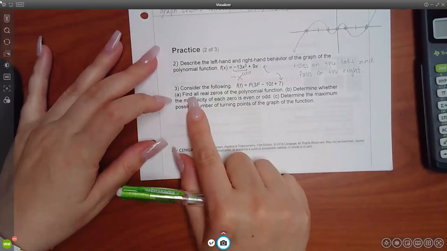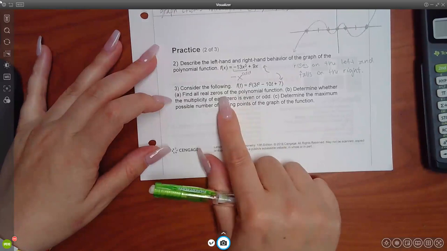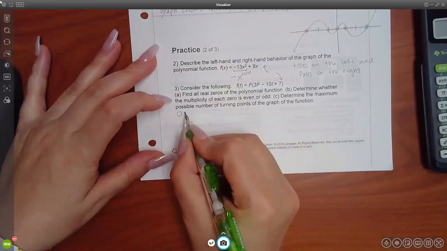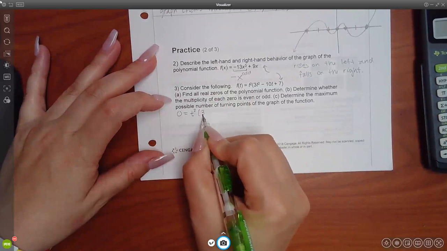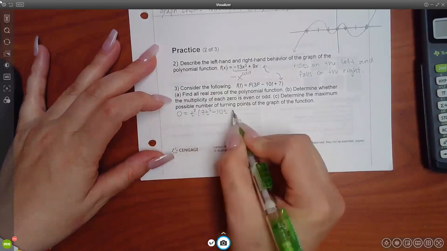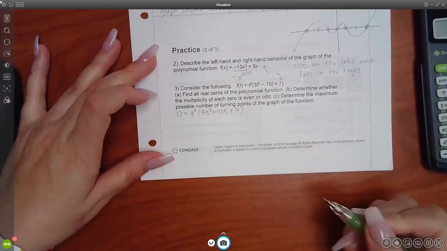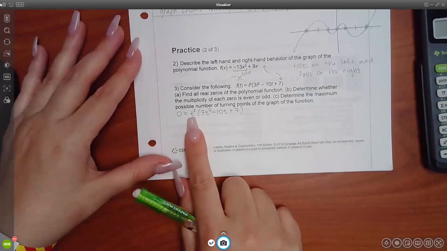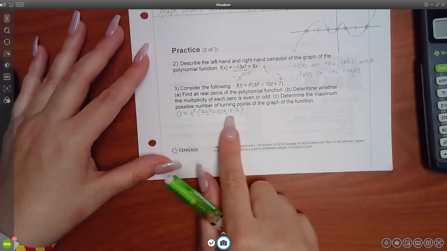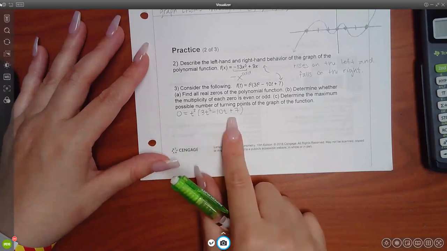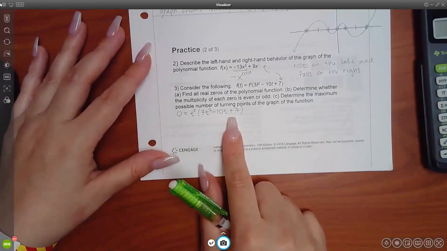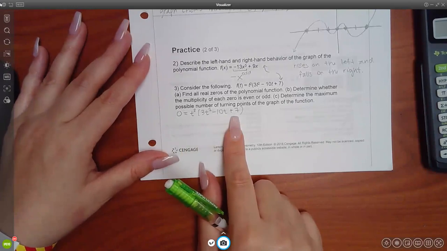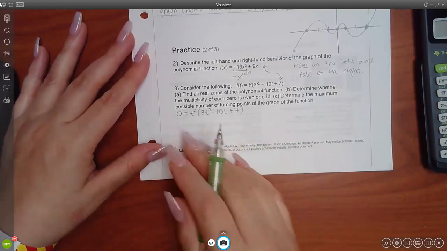So for A, it says find all the real zeros. The only way for me to find the zeros is to make the function equal to zero. Now, in order for me to do that, I have to factor it. Now it's already got the t squared factored, so I would have to factor this, okay? I could factor this using the AC method. Or just factor it because I know how to factor it.